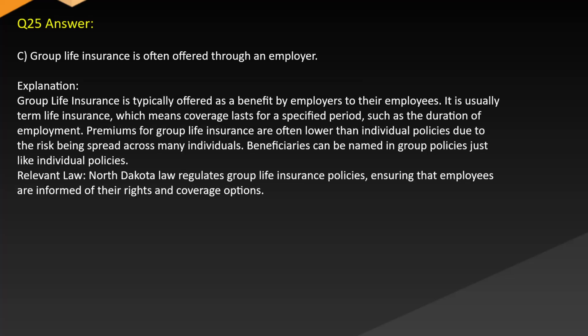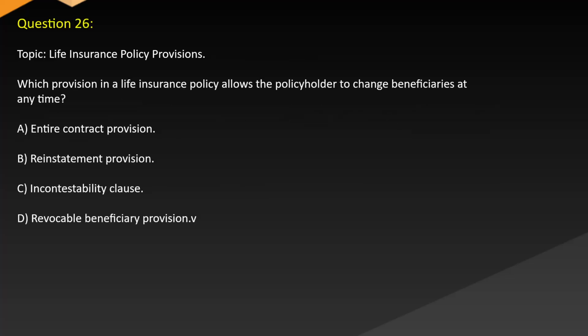Answer: C. Group life insurance is often offered through an employer. Explanation: group life insurance is typically offered as a benefit by employers to their employees. It is usually term life insurance, which means coverage lasts for a specified period, such as the duration of employment. Premiums for group life insurance are often lower than individual policies due to the risk being spread across many individuals. Beneficiaries can be named in group policies just like individual policies. Relevant law: North Dakota law regulates group life insurance policies, ensuring that employees are informed of their rights and coverage options.